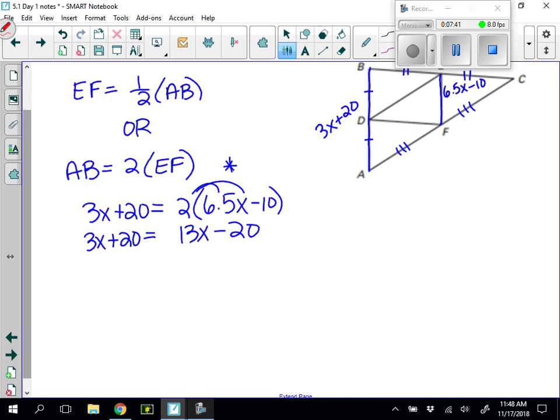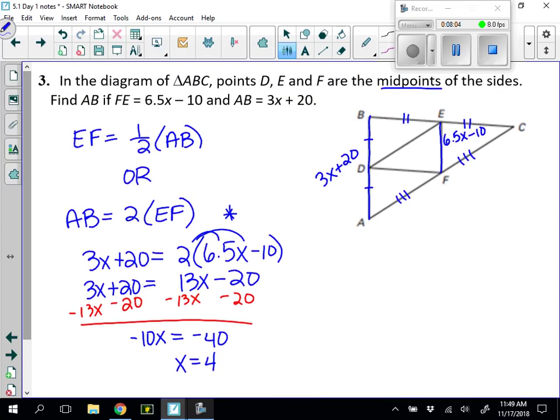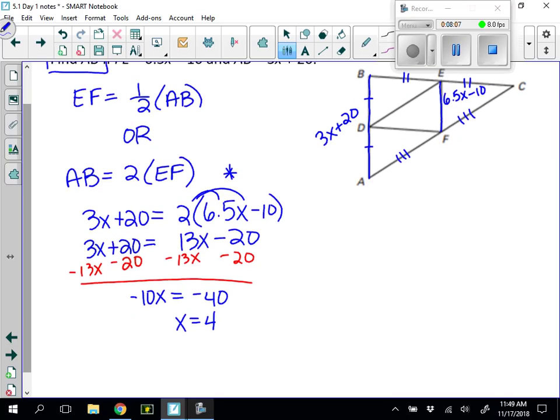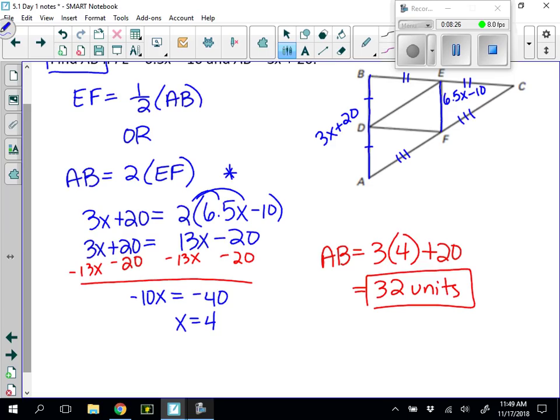Okay, and then I can take away 20 from both sides. At the same time, I can take away 13x. Okay, so then that gives me a negative 10x equals negative 40. And when I divide both sides, we end up with a 4. So back to the top, am I done? No, I'm finding the length of AB. So I'm going to have to substitute that back in there. So if AB is 3x plus 20, I'm going to have to plug in my 4 for x, and then that'll get me my length. So 12 and 20, so it looks like I get 32. So AB is 32 units.